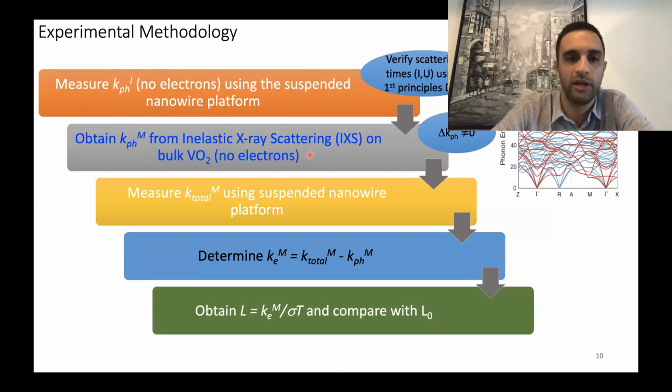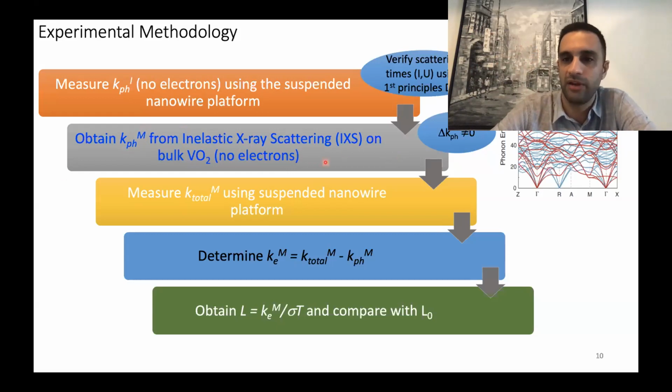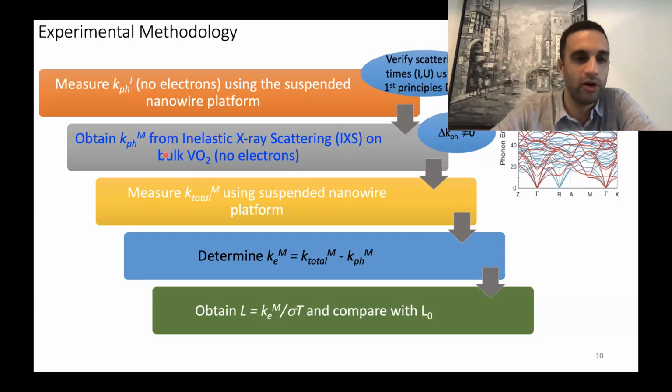Once we did this, we collaborated with someone at Oak Ridge National Labs, who's now a professor at Duke University, Professor Olivier Dallaire, who used inelastic X-ray scattering on bulk VO2 and only looked at the phononic part in the metallic phase. So in the high temperature metallic part, they can look at the line widths of the inelastic X-ray scattering and ascertain from that line width the inverse time of the scattering of the phonons, which can then be linked to the phonon thermal conductivity.